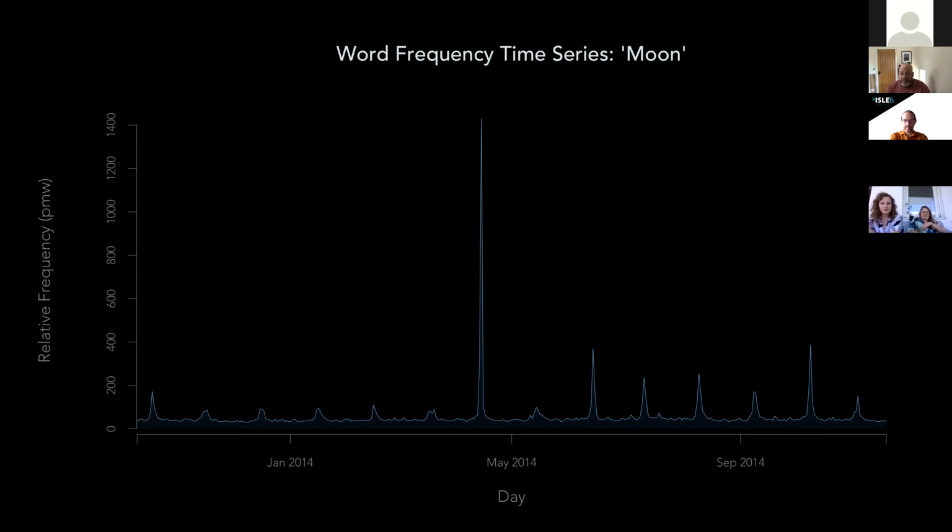And you can also see, I think, kind of neatly here that after this supermoon, the moon discussion actually went up in general. Those spikes tend to be higher than before.